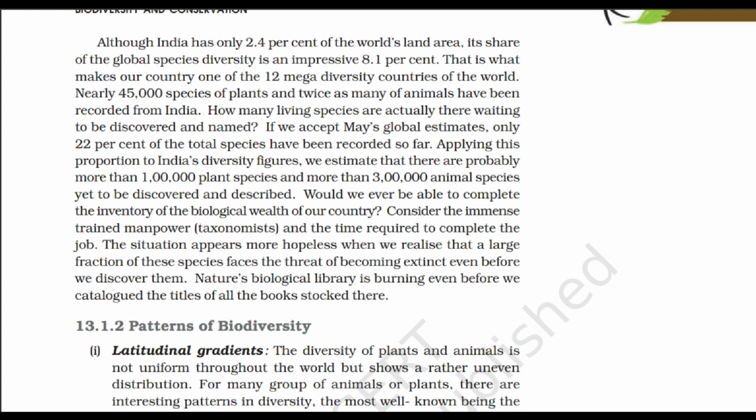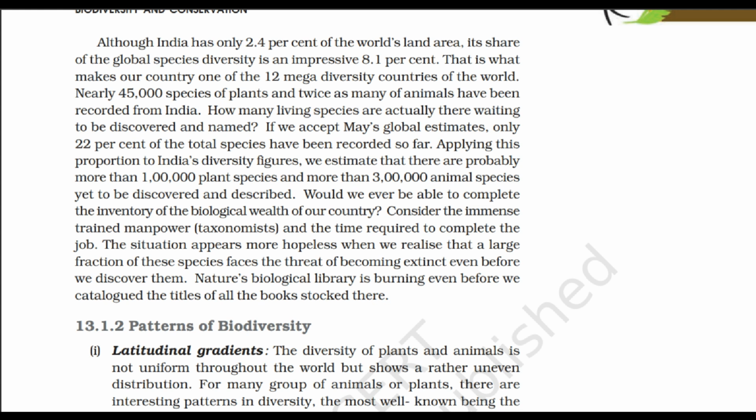Would we ever be able to complete the inventory of the biological wealth of our country? Consider the immense trained manpower, taxonomists, and the time required to complete the job. The situation appears more hopeless when we realize that a large fraction of these species faces the threat of becoming extinct even before we discover them. Nature's biological library is burning even before we catalogue the titles of all the books stocked there.